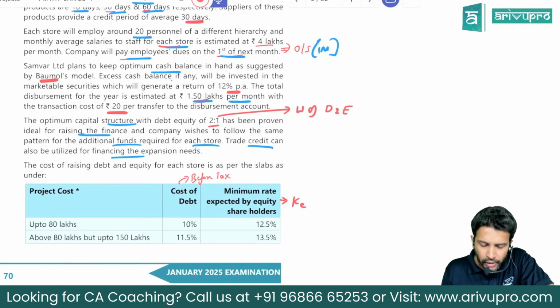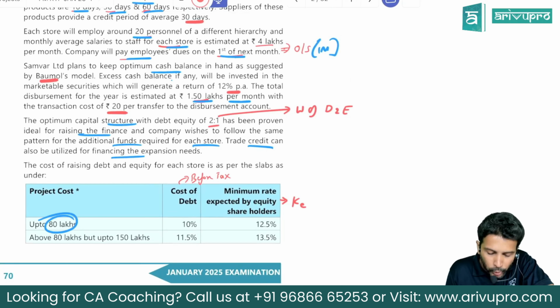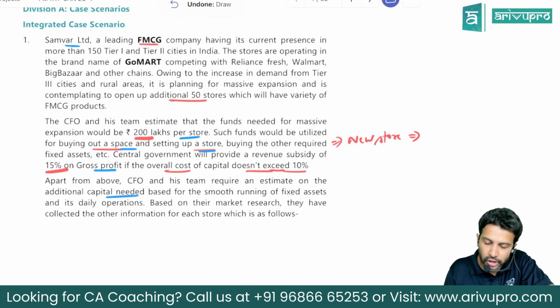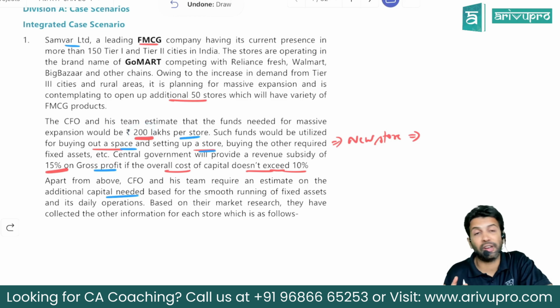That's okay. Now project cost up to 80 lakh. One second, hang on. So what is our project cost? How much money do we need for each store? 200 lakhs. Hang on. Be careful. This is not just 200 lakh. There is one more hidden adjustment. Can someone tell me what that is?